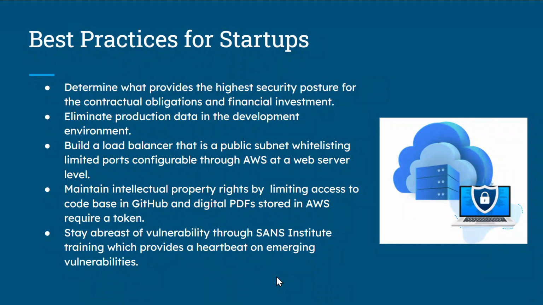Maintain intellectual property rights by limiting access to the code base in GitHub for our web design and those types of things, and also the digital PDFs that we have that are stored in AWS. Those actually require a token, and so that is a good practice.